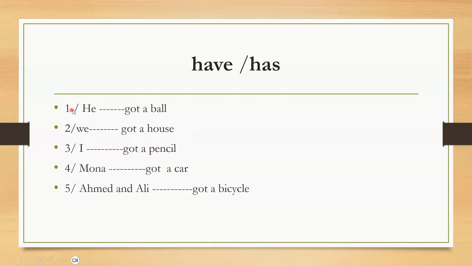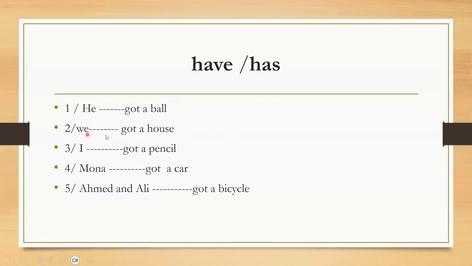Let us practice. Number one: he dash got a ball. Have or has? I use has with he. I will say, good job: he has got a ball.